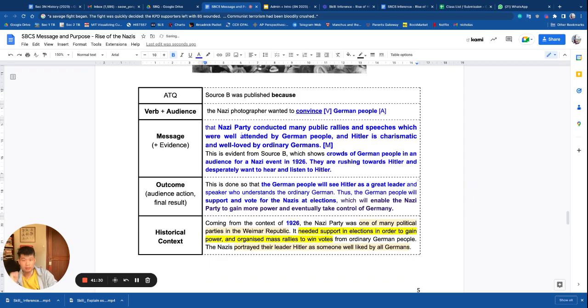And thus the Nazis will gain power and control Germany. So this is the final result. The audience action has led to a final result.